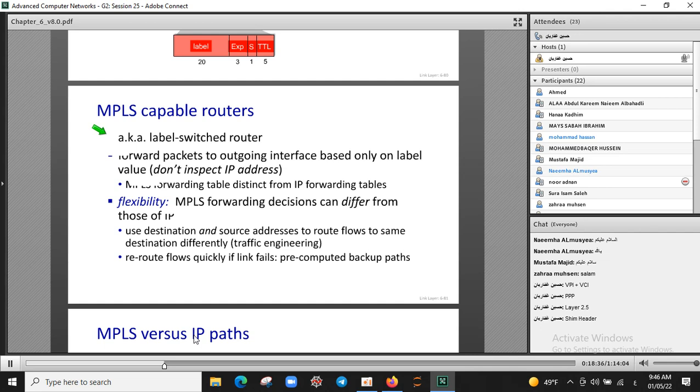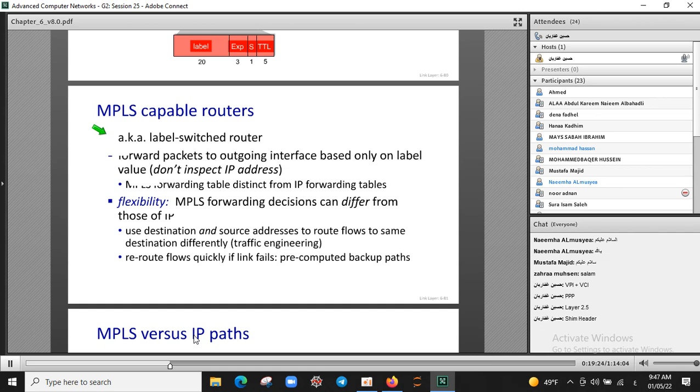So when a new packet arrives, instead of checking the IP addresses in layer 3, the router will check the label of the packet. It's straightforward. Just check it and okay, this packet with this label moves toward this path, forward in this way. So the router never checks the IP address.